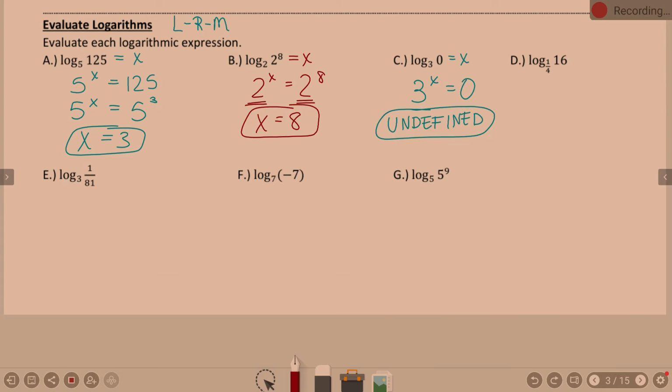Okay, are you trying D? Yeah, sure. Are we having any luck? 16. If I set this equal to x, right? Log equals some value. How am I rewriting this in exponent form? 1/4 to the x equals 16.